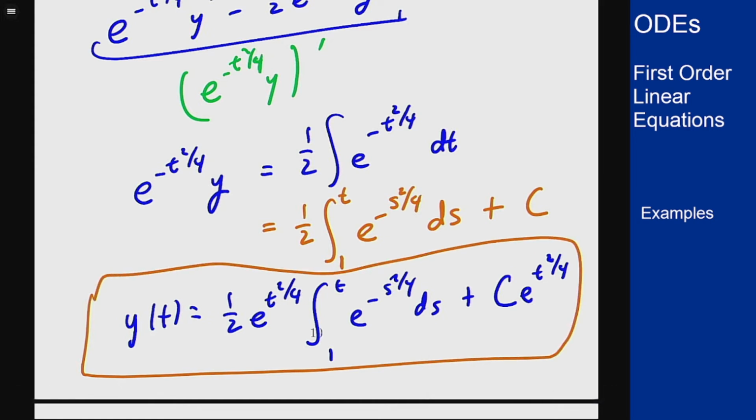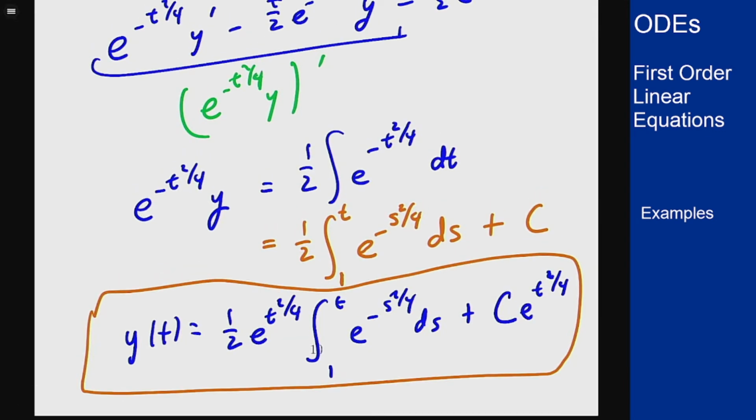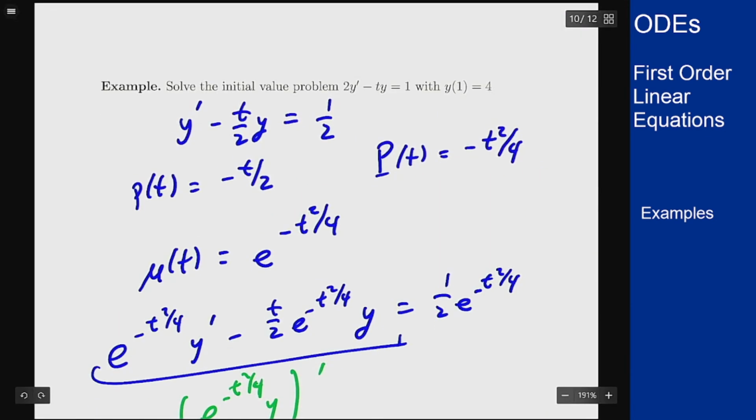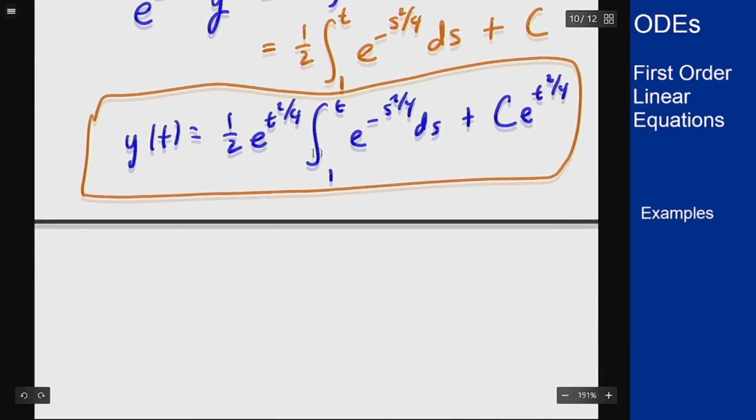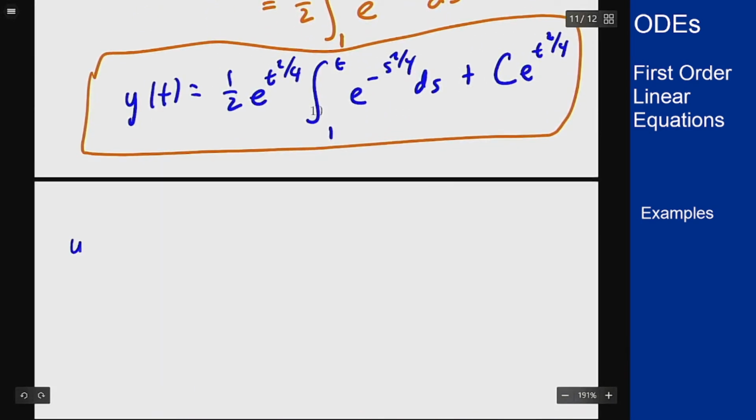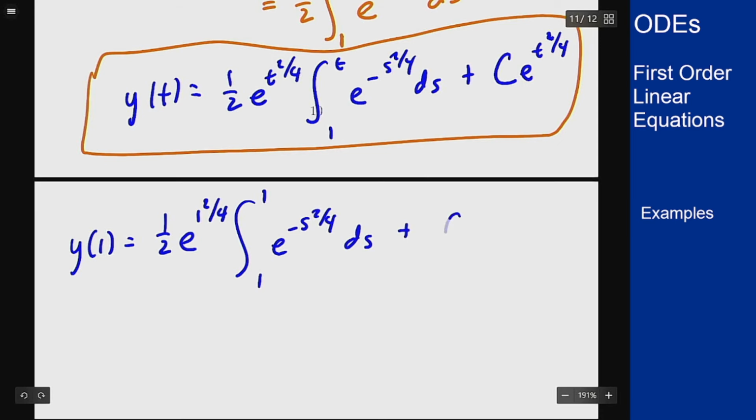Now, why did I write it in that particular form? Let's now try to meet the initial condition here. So for the initial condition, I want y of 1 to equal 4. So let's plug in 1 and see what happens. y of 1 equals 1/2 e to the 1 squared over 4, integral from 1 to 1 of e to the minus s squared over 4 ds, plus c e to the 1 squared over 4.